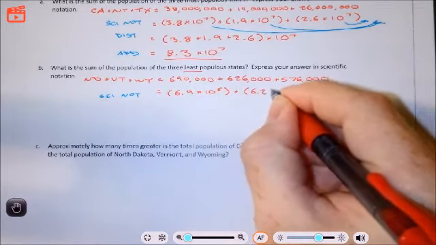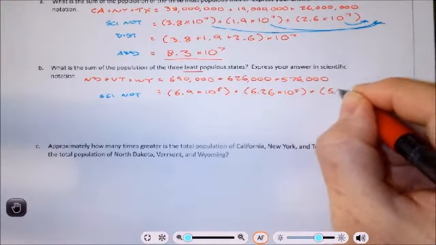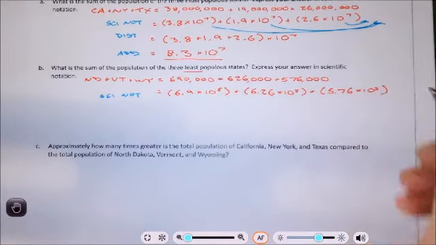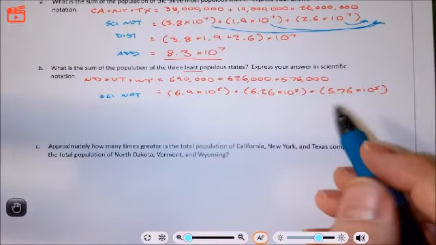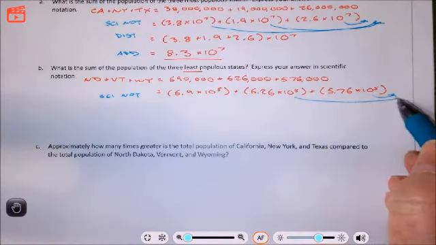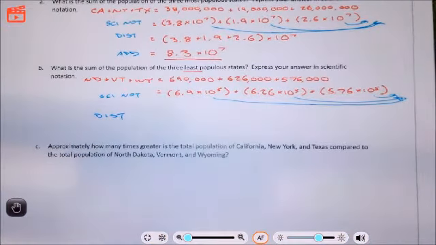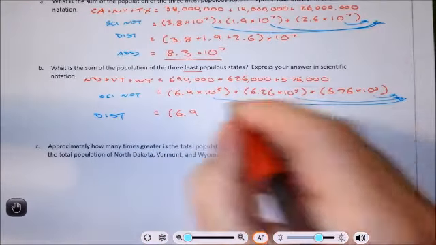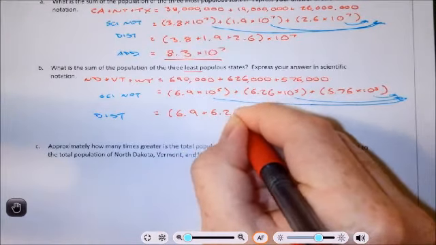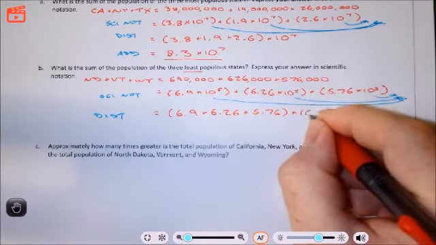Vermont becomes 6.26 times 10 to the 5th, plus Wyoming, which is 5.76 times 10 to the 5th. All of them are 10 to the 5th because the decimal moved 5 place values. And then you'll see that all the exponents are the same, so we can reverse distributive property, pass them out. We distribute again, and this gives us the numbers independently: 6.9 plus 6.26 plus 5.76, all times what we pulled out, 10 to the 5th.